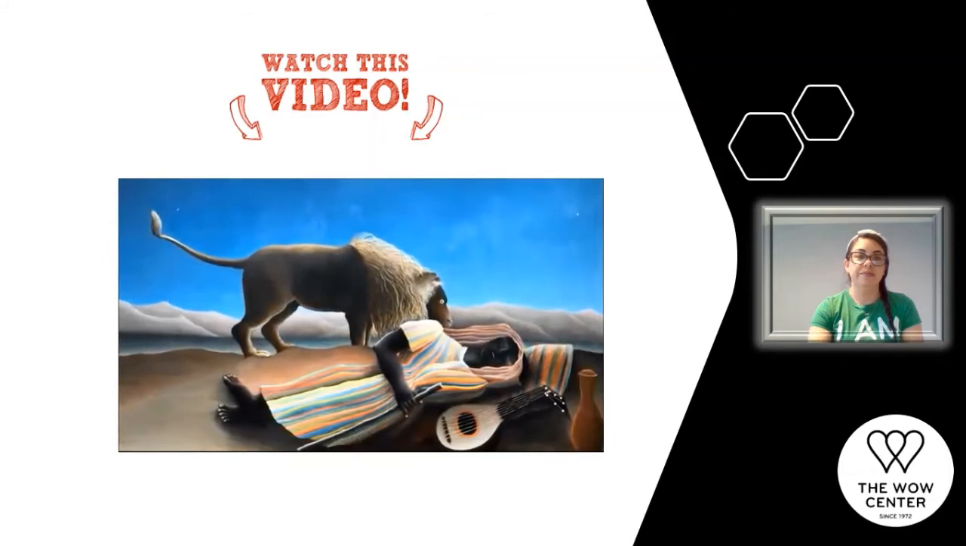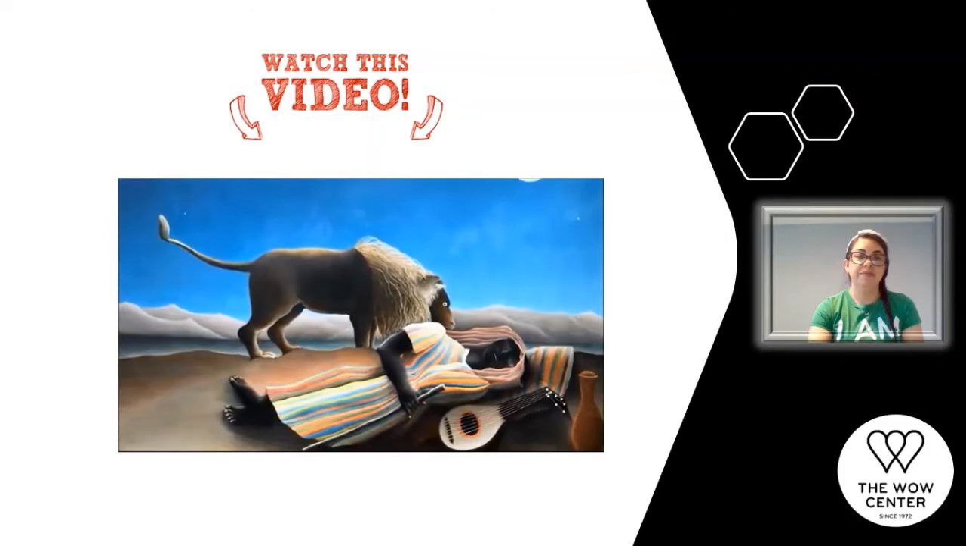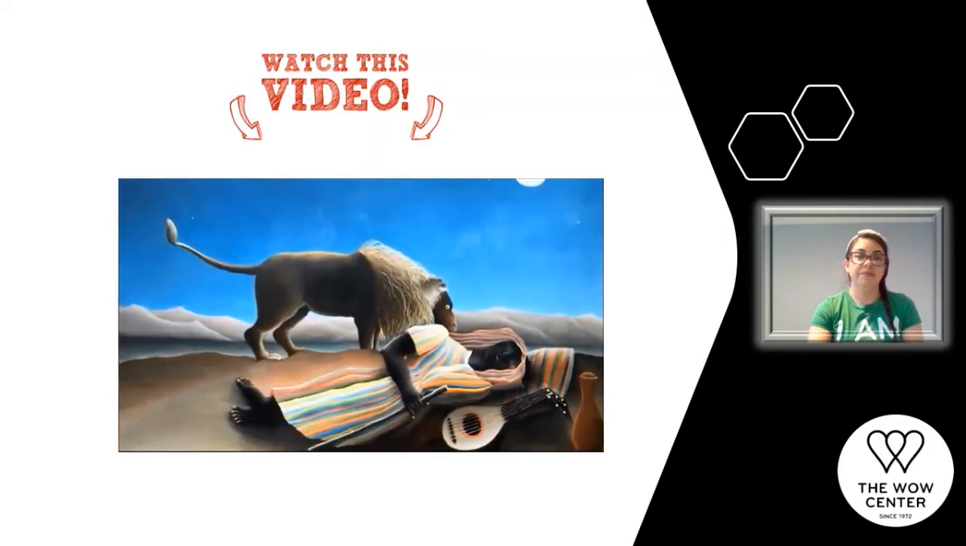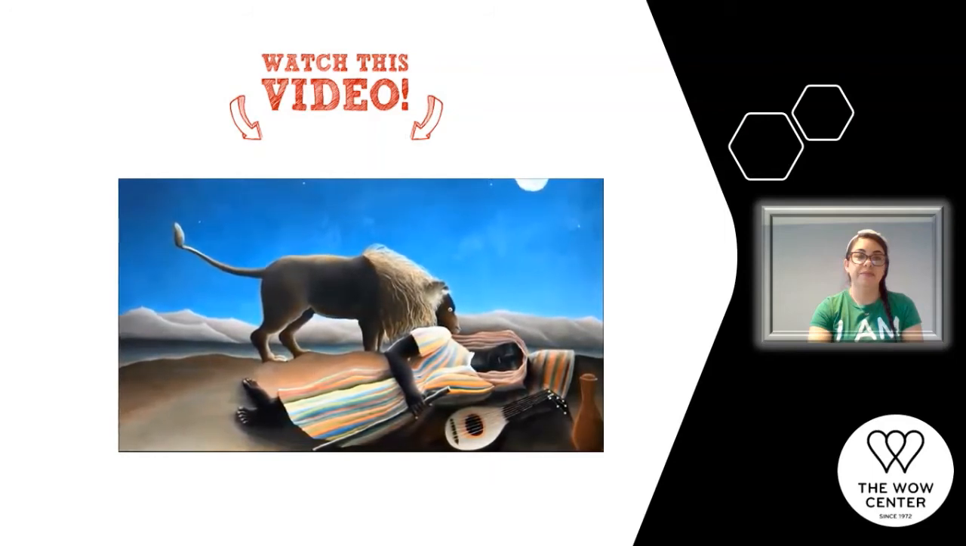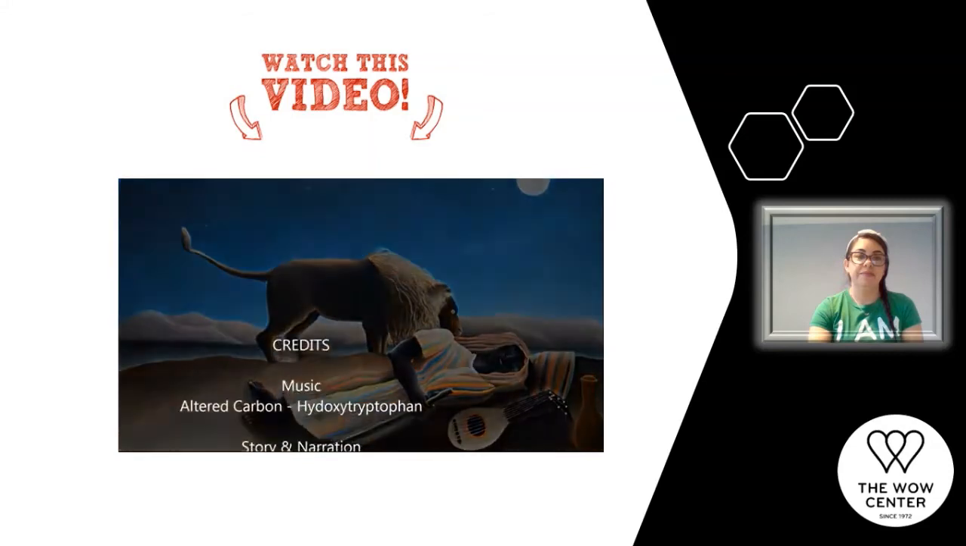Rousseau's repetitive use of parallel lines, shapes, circles in this case, and smooth value transitions work together with the stylized, textured, and flattened dimensions to create the entrancing quality of Gypsy Sleeping.